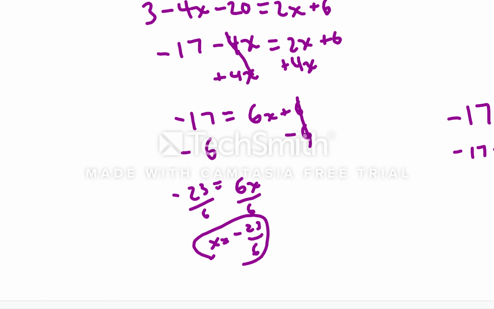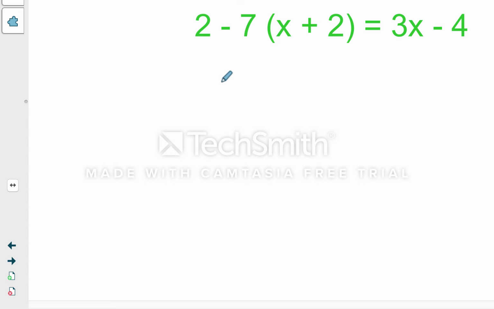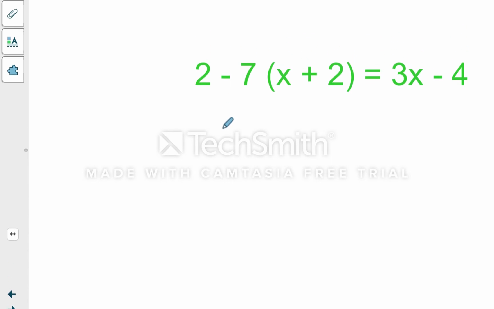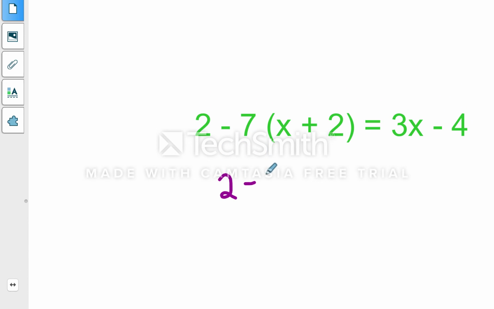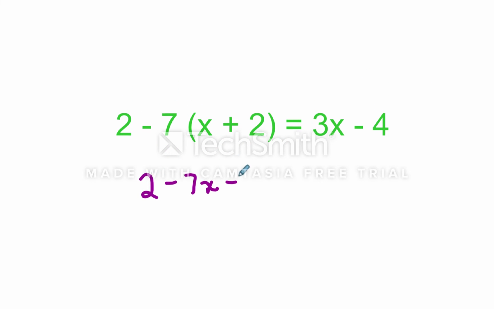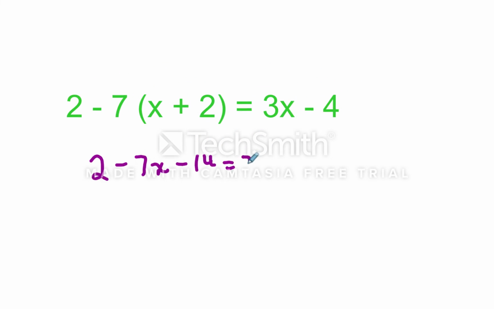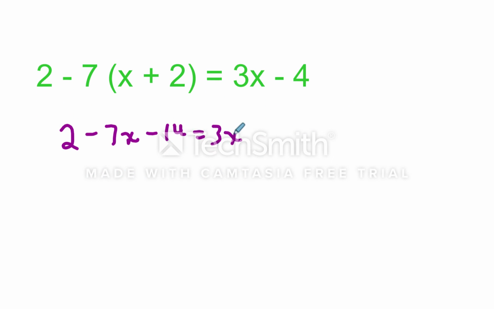My next one I'm going to do, I want to show you a couple of these. So this one right here, you might want to pause the video, try it out on your own, see how you do, and then I'll show you in a second. So it's going to be 2, hopefully you pause it and you've tried it on your own. Let's see how you did. 2 minus 7x minus 14 equals 3x minus 4.